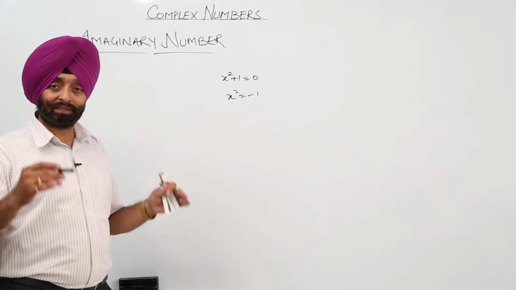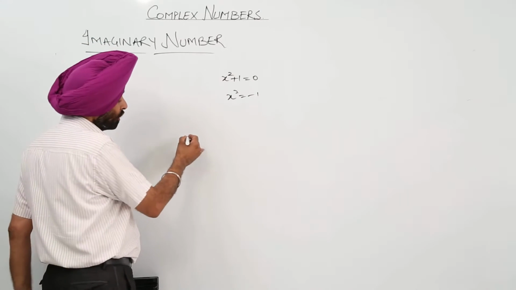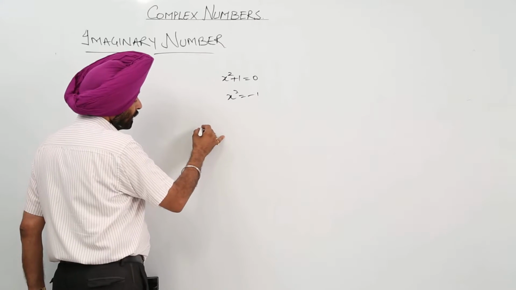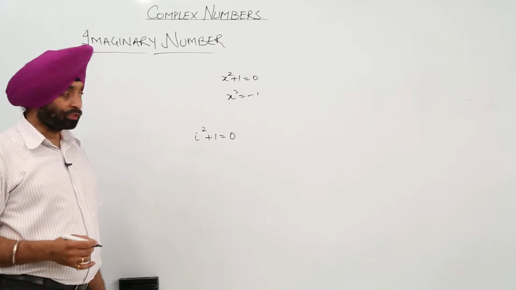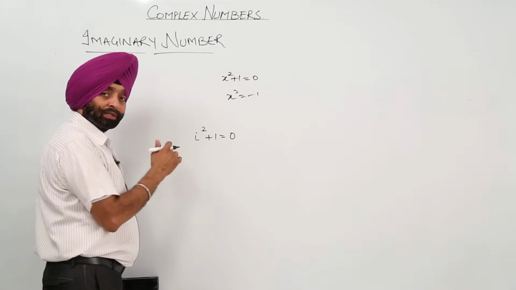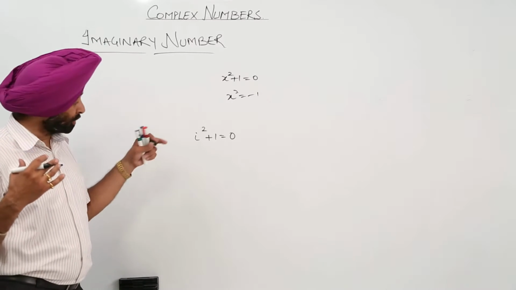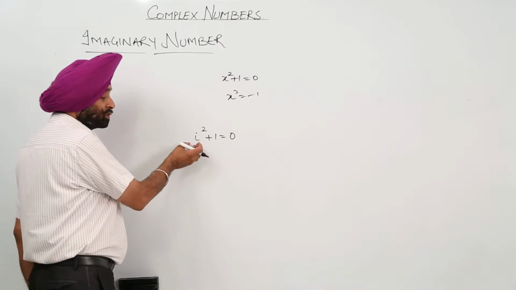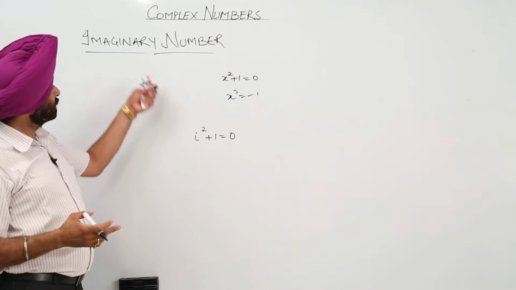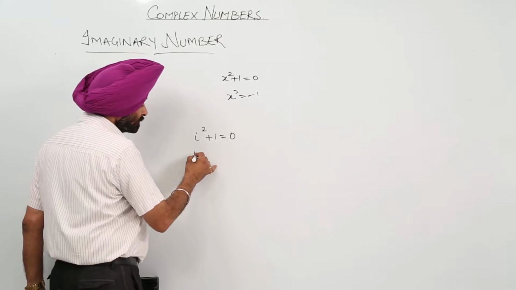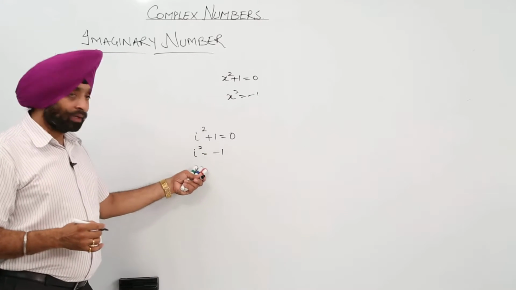Now the necessary and main definition is: it is given that i square plus 1 is equal to 0. Is it clear? Why i? Because I have just mentioned in the context that I am going to give you i. Right now I am pronouncing it as i, and this was the imaginary number. Now they gave i square is equal to minus 1. Now what can we do with it?